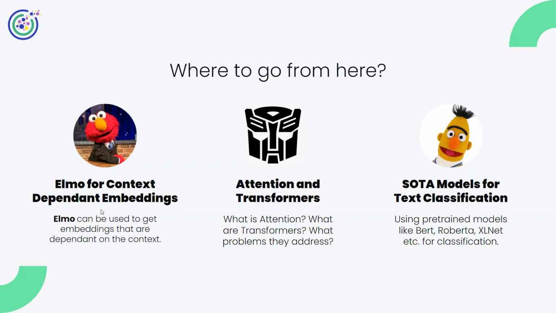So it's essentially a set of bidirectional LSTMs clubbed together. So yeah, that's ELMo. And second, you can try attention and transformer models. I'm pretty sure if you've heard about NLP, you're familiar with attention and transformer models, right? So you can learn about the transformer, what attention is, and the problems that it addresses.